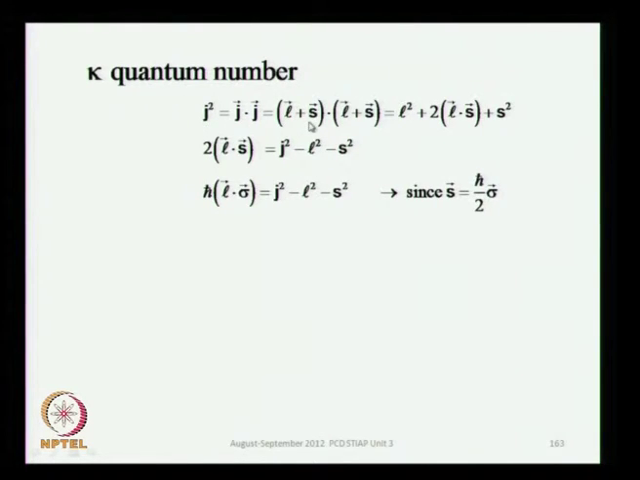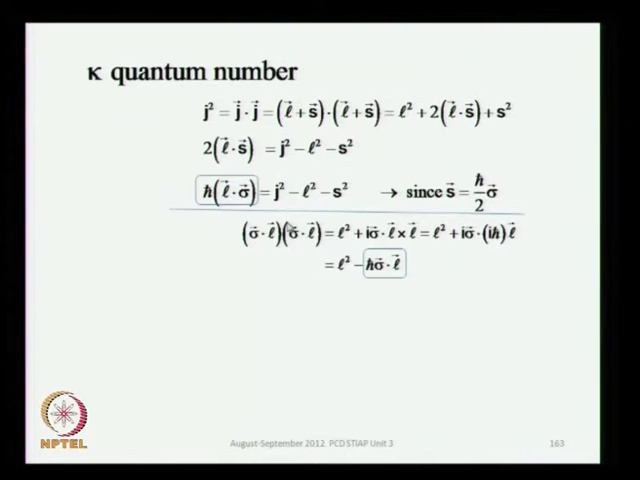square, which is L plus s dot L plus s, and that gives you twice L dot s equal to j square minus L square minus s square, and since s is h cross over 2 sigma, you have h cross L dot sigma equal to j square minus L square minus s square. Now, these relations we have used earlier as well.